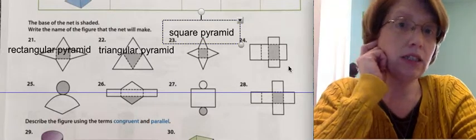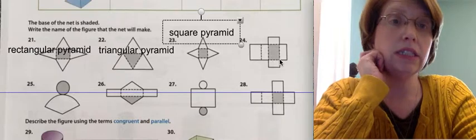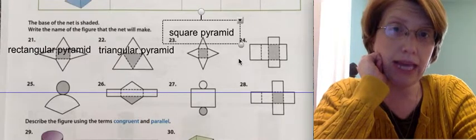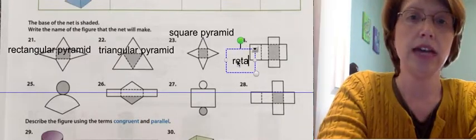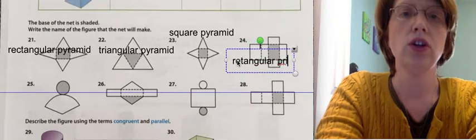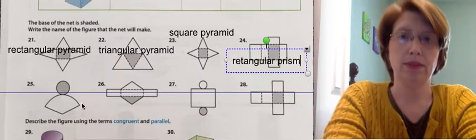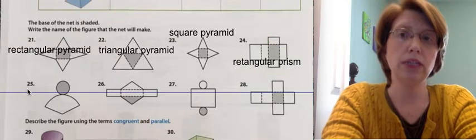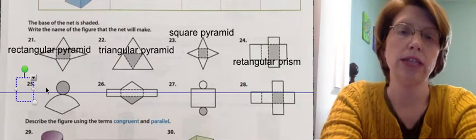Now this does not come to a point, so this is going to be our prism. Look at the base. It's a rectangle, so it is a rectangular prism. Here's our circle. Which ones have circles? This comes to a point, so it's our cone.